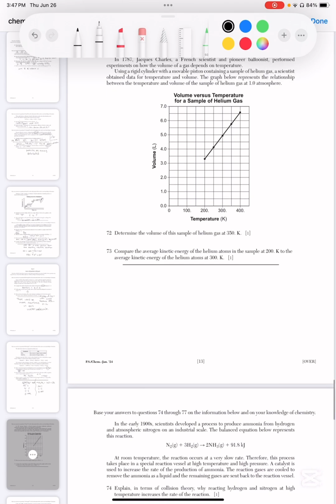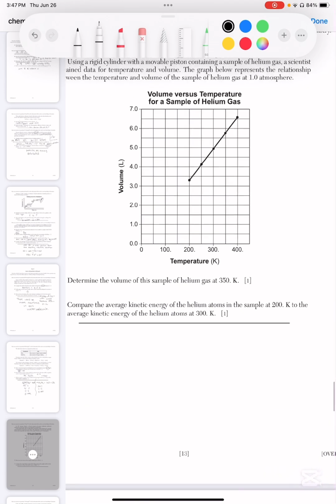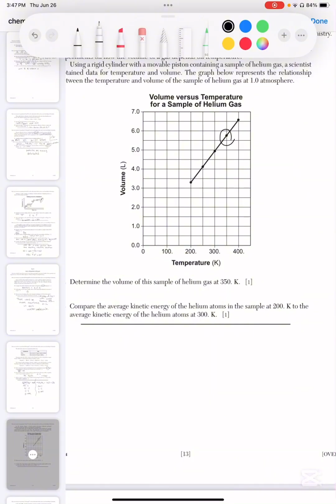Determine the volume of this sample of helium gas. The volume at 350. So it's here. It's about 5.7. 5.7 liters. On these types of questions, they're usually pretty lenient, so it's all right.